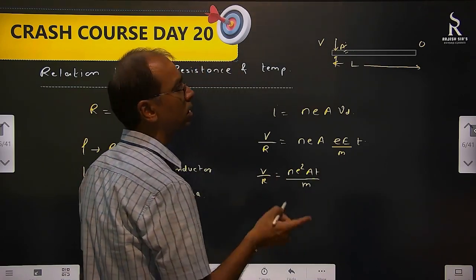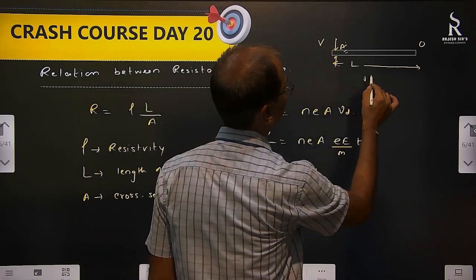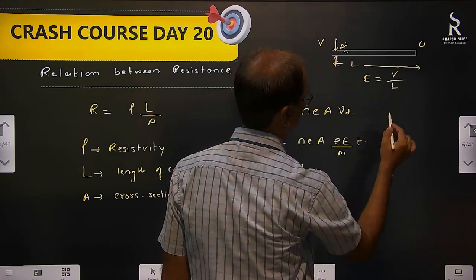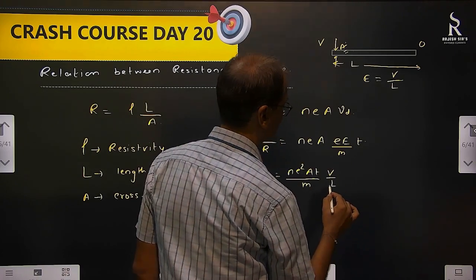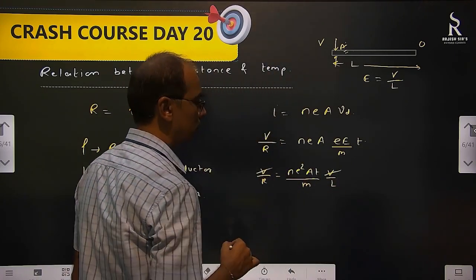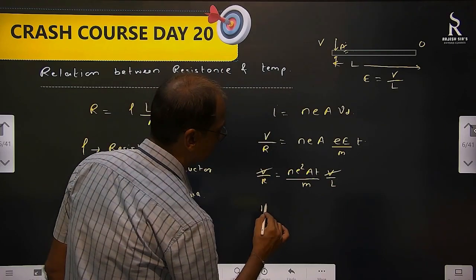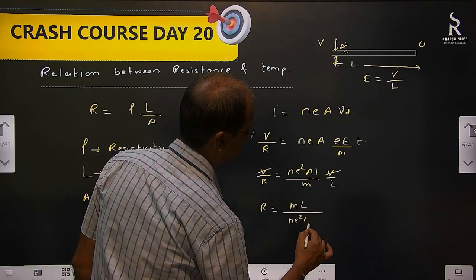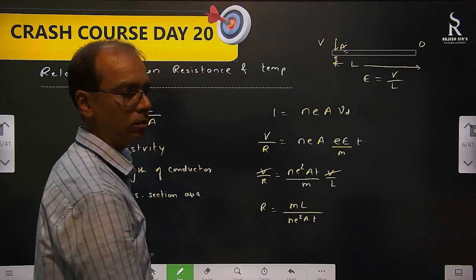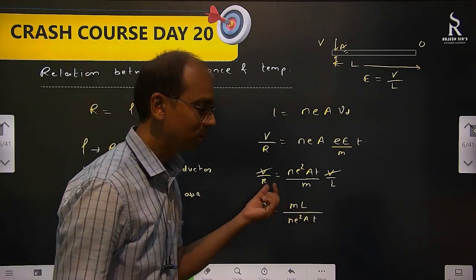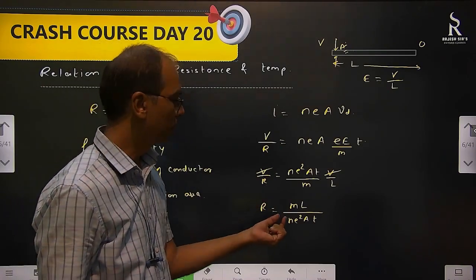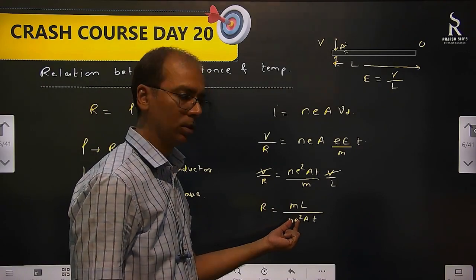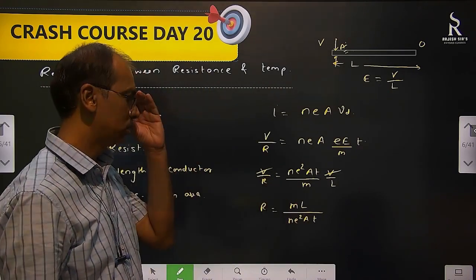Now E I am writing in terms of potential difference. What we can write? E is equal to dV by dr we know. dV here is what? V, and dr is what? L. Put it. V by M. So this V and this V you can see is cancelled. So R value that I am getting is ML by NE square A T. So here mass is constant, right? Number of electrons per unit volume constant, electrons charge constant, area of cross section constant. Okay.